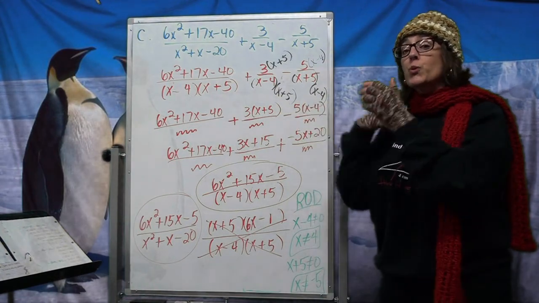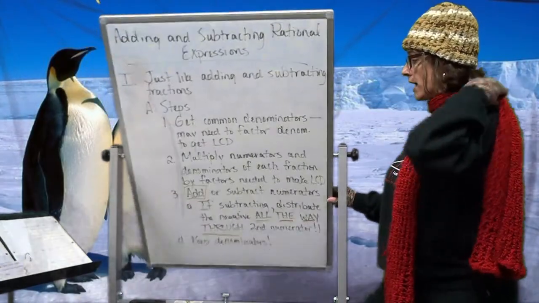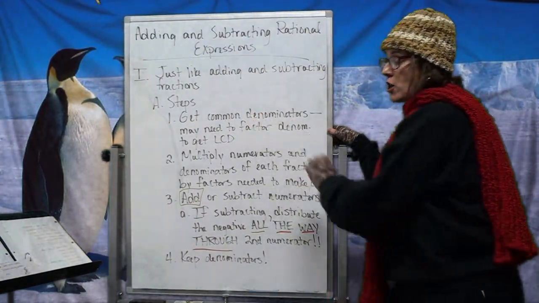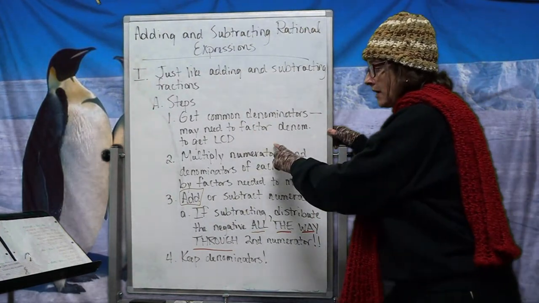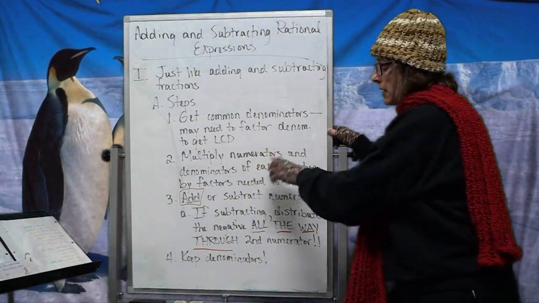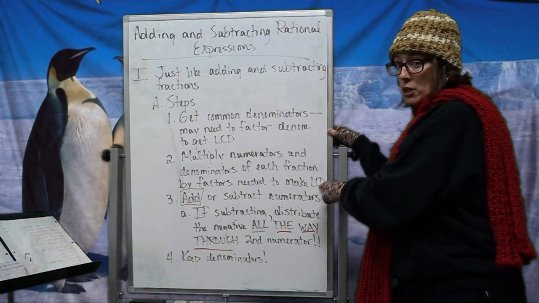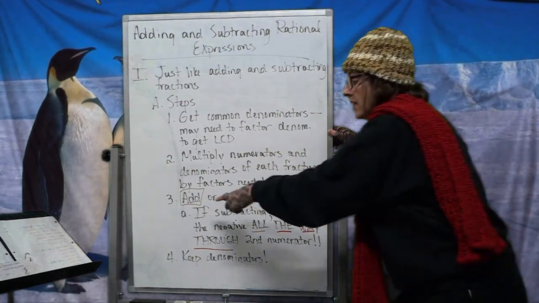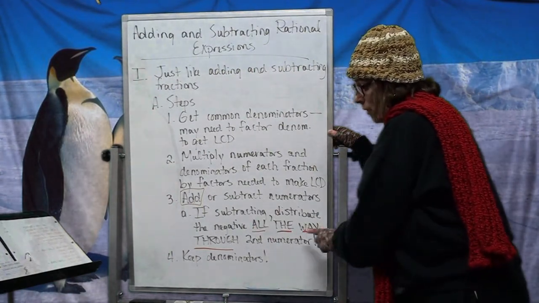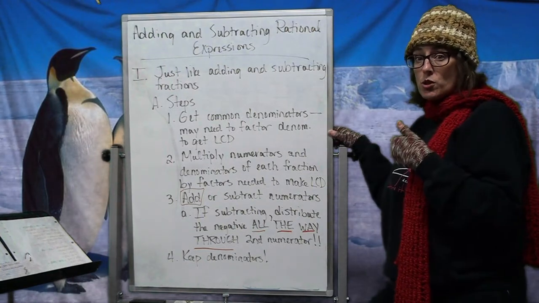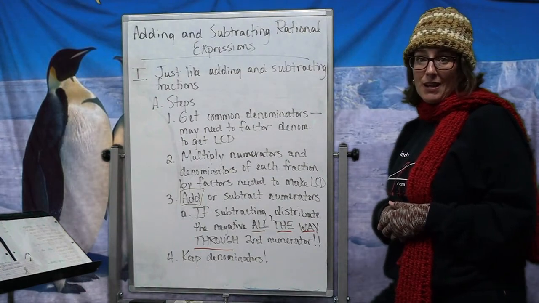So hopefully this is really emphasizing for you these steps that I mentioned before for adding and subtracting those rational expressions. Get those common denominators. You might need to factor in order to get that LCD. Once you get that LCD, multiply all the numerators and denominators of each fraction by those factors that we need to create that least common denominator all the way across. And then add or subtract those numerators, but if you're subtracting, distribute that negative all the way through that second parentheses, all the way through what you're subtracting, because you're subtracting the entire numerator, and keep those denominators.